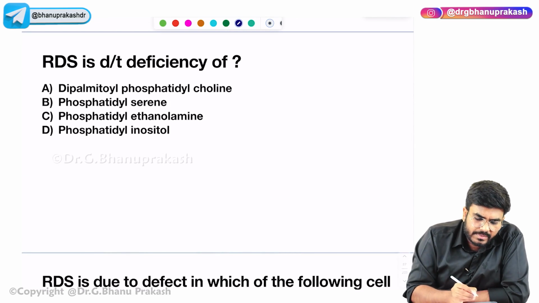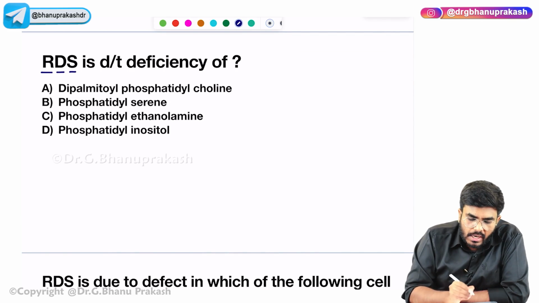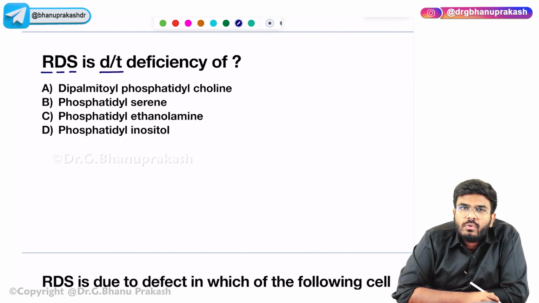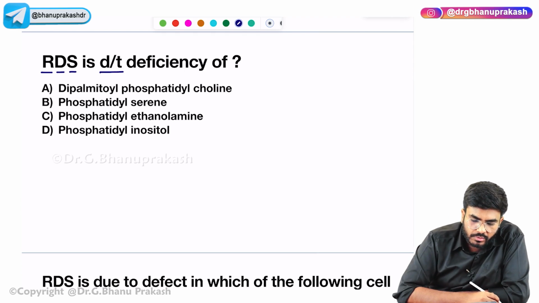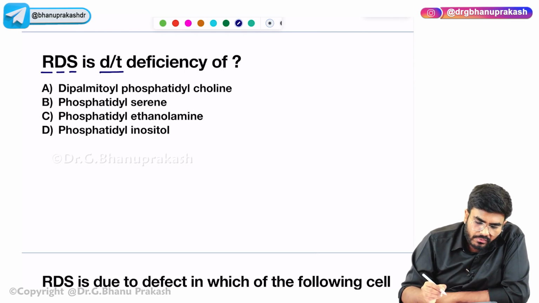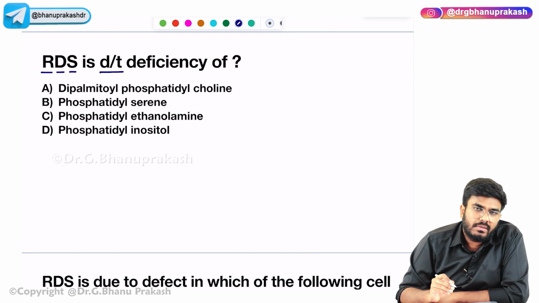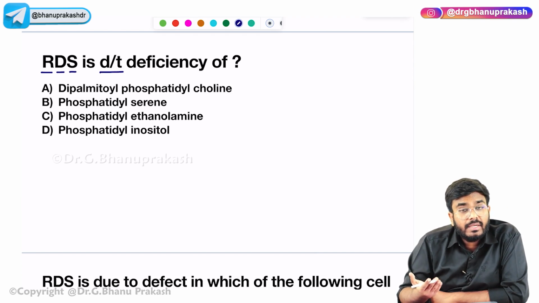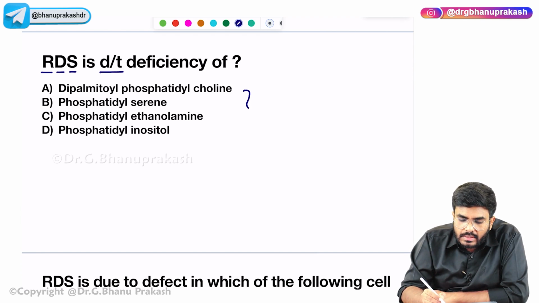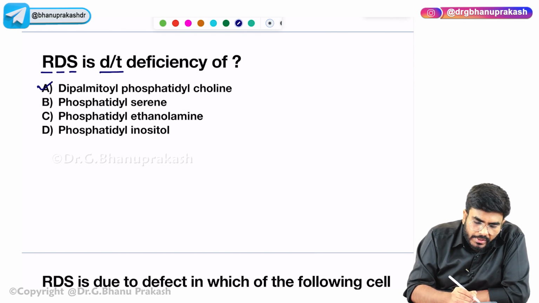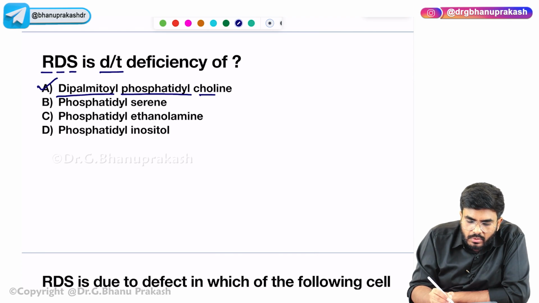Next, RDS. RDS means respiratory distress syndrome, also called hyaline membrane disease. It is due to deficiency of surfactant. Instead of using the word surfactant here, they have given the major lipid. Surfactant is a lipoprotein, 90% lipid. So they have given the composition of surfactant. You already know dipalmitoyl phosphatidylcholine is the major lipid. So this is missing.